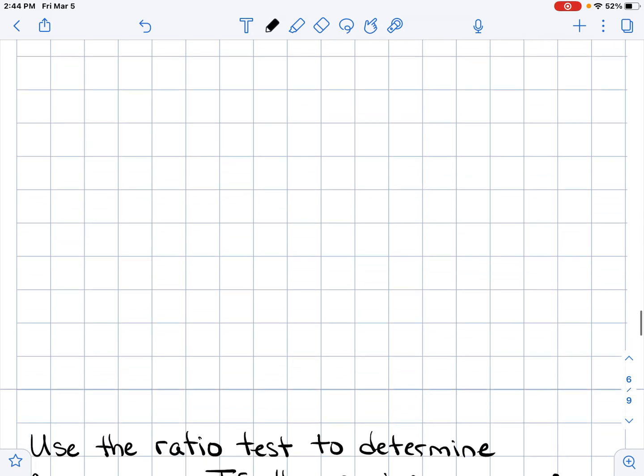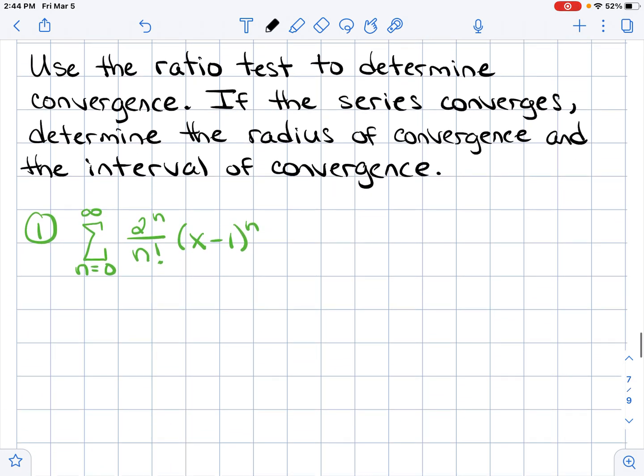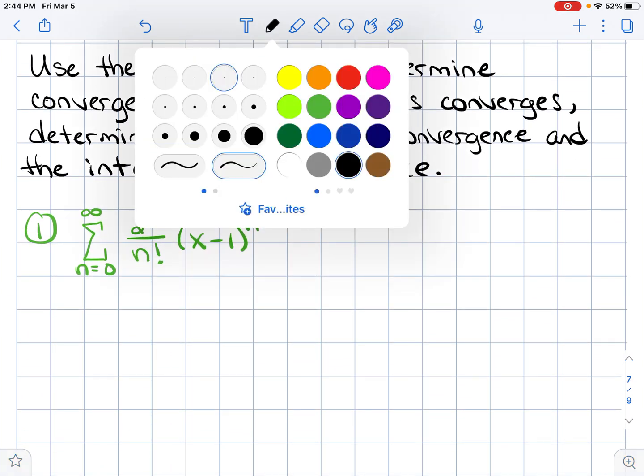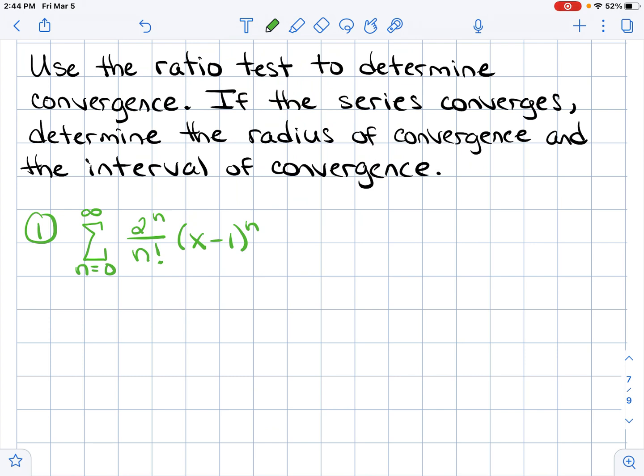All right, here we go. Let's do some algebra. I'm going to go as slow as I can so that you can understand what's going on. So here's our first power series. We're going to use the ratio test to determine convergence. If the series converges, then we'll determine the radius and the interval of convergence, and that'll just happen naturally.